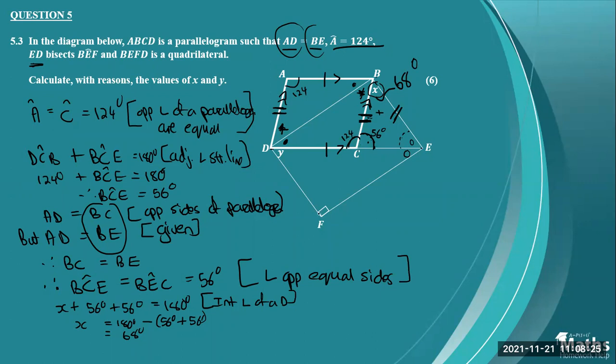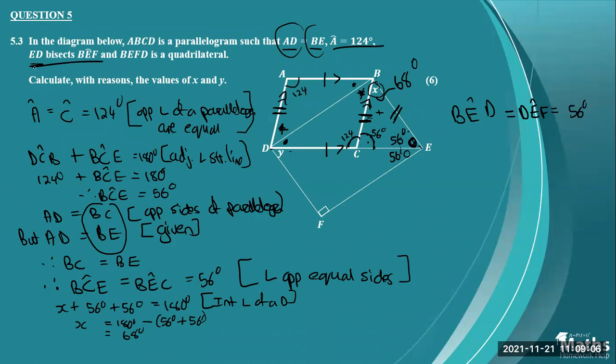Got it. And now we must figure out angle Y. Okay, so I've got this one is 56 degrees. So what we can do now is we can just say that angle BED, this one, BED, is equal to angle DEF, this one, DEF, that's equal to 56 degrees.